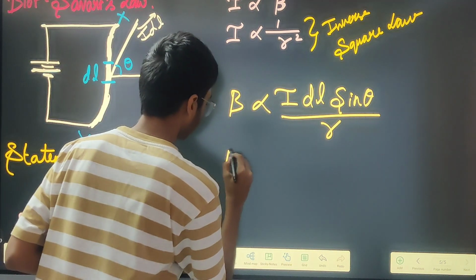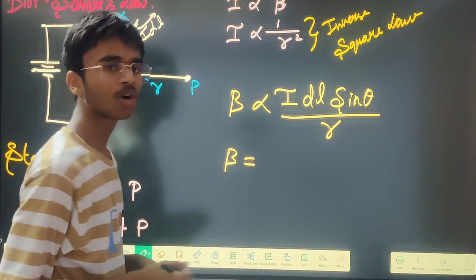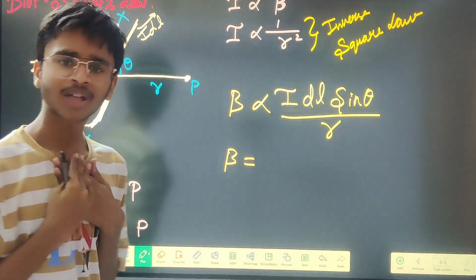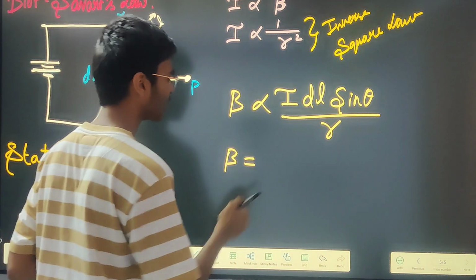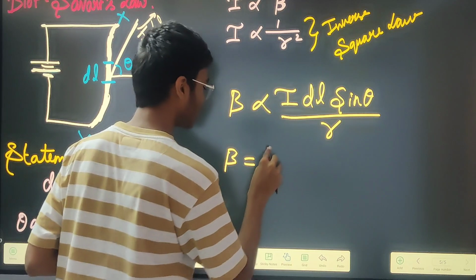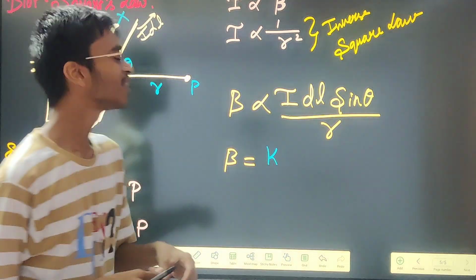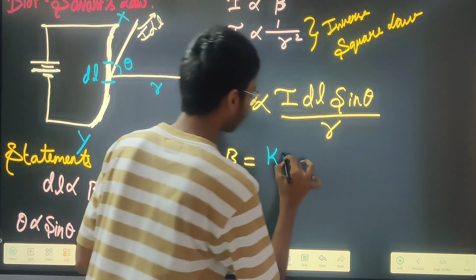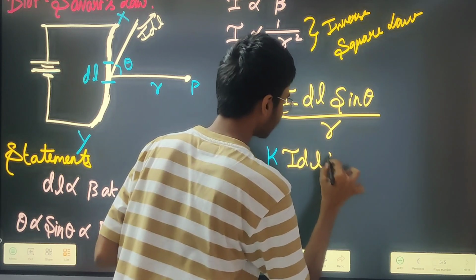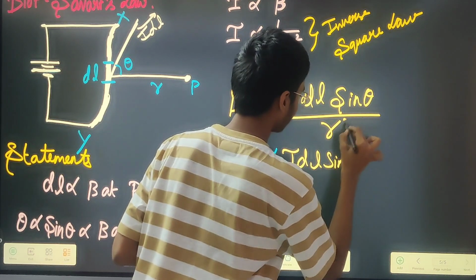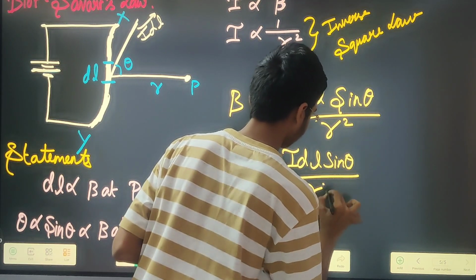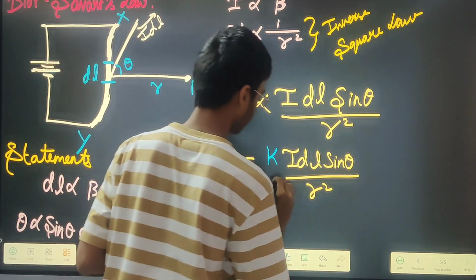We can write that B is equal to a constant. Since my name starts with K, I'm going to put k. Also, in the book it is given as k, so that is why I'm putting k. So B is equal to k I dL sin theta, whole divided by r square.